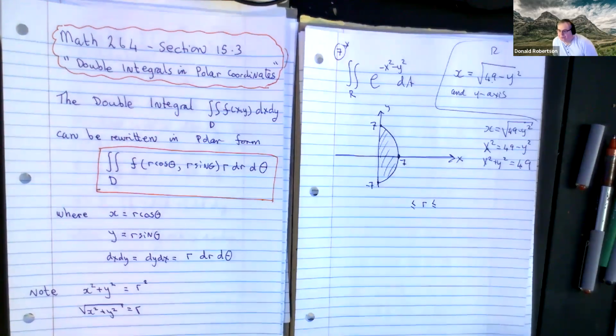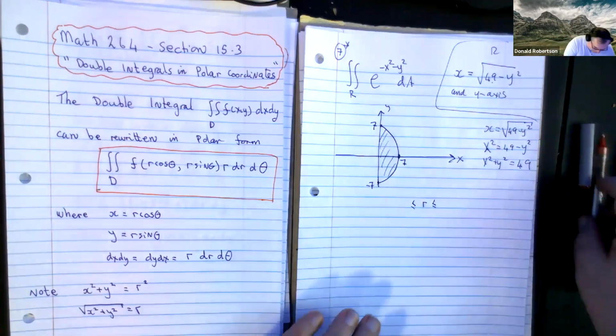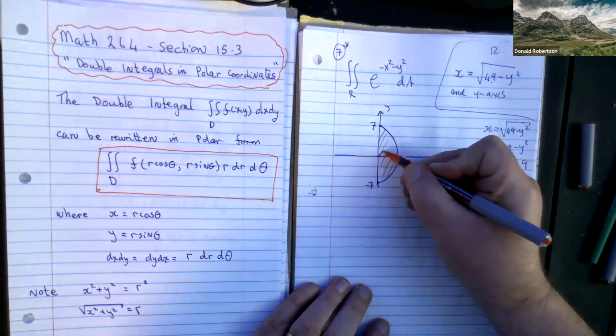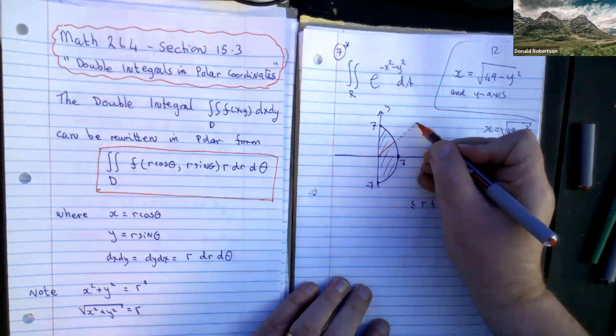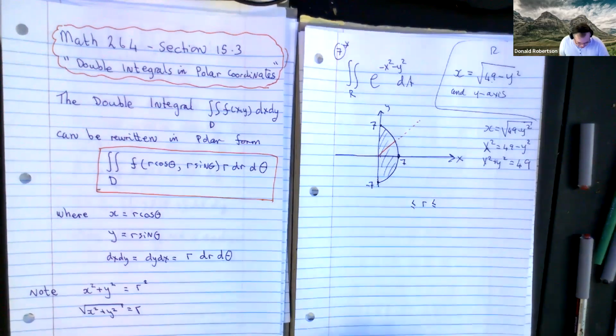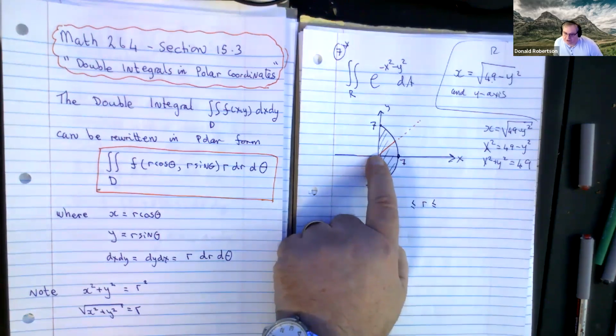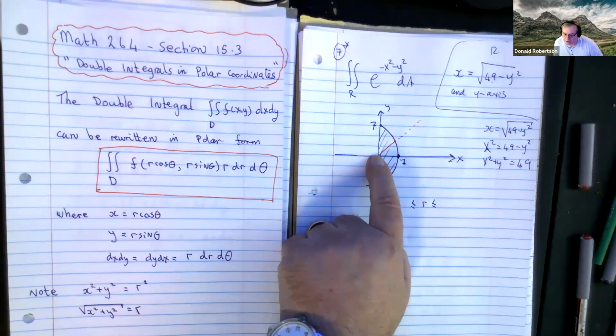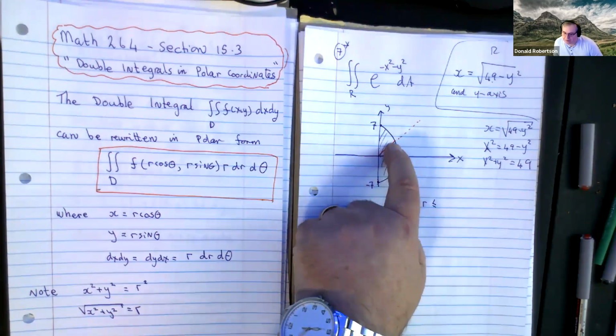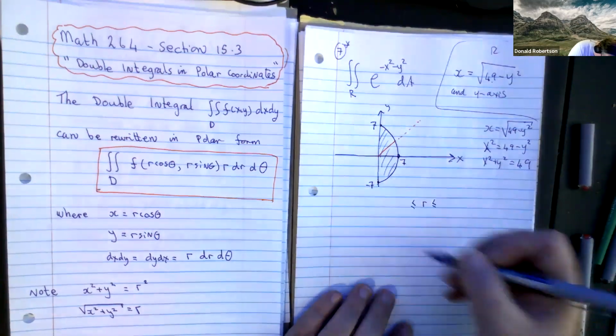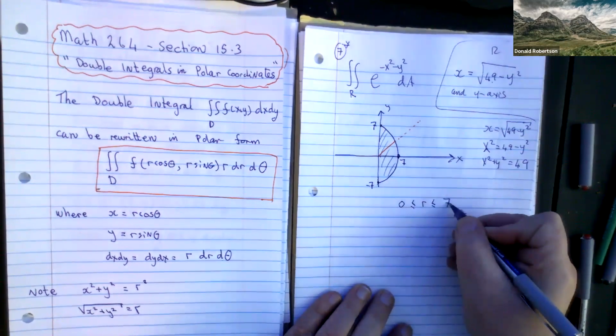Do you agree? 7. Now, if you want to find the limits of integration for r, you just pick a random radial line. Can you see that in this case, the r value is 0 and it's still inside the shape until you get to 7? So that tells me r goes from 0 to 7.